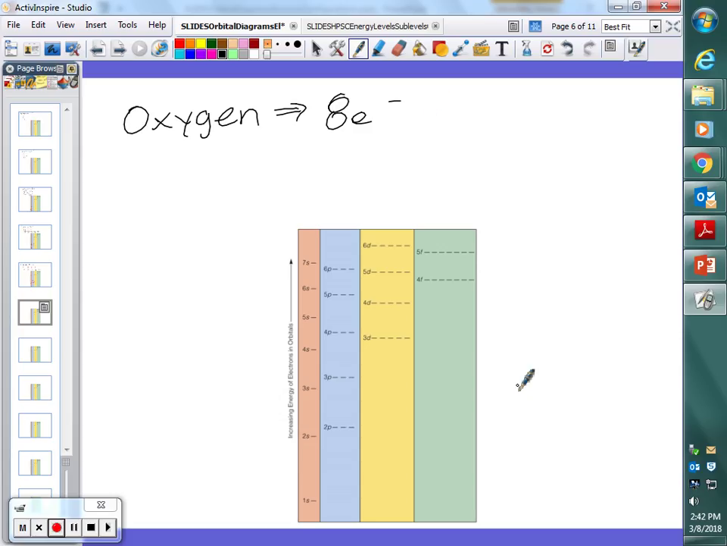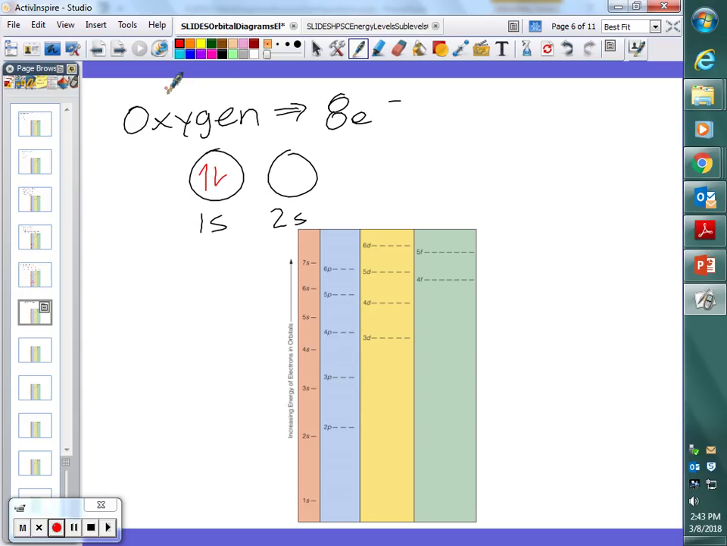Let's do a supplemental one because this is a good one to illustrate this point. First orbital that gets filled is which one? 1s. How many electrons can that orbital hold? 2. Next orbital to get filled up is what? 2s.